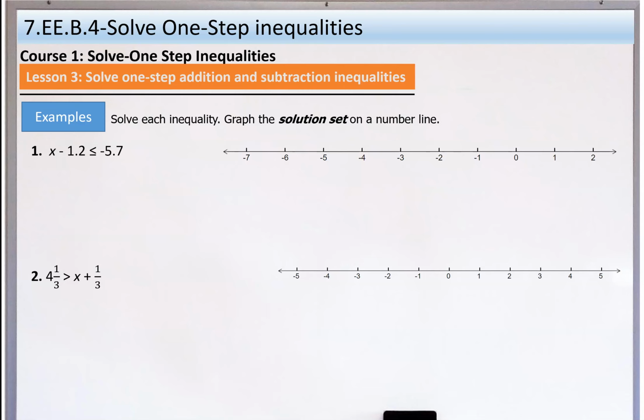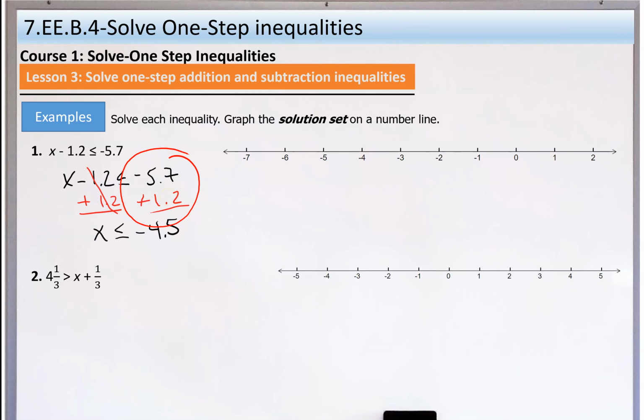Some number x minus 1 2/10 is less than or equal to negative 5 7/10. We're going to add 1 2/10 to both sides. And remember your integer rules. I'm more negative, so my answer has to be negative. So my answer is x is less than negative 4.5. So I go to negative 4.5.